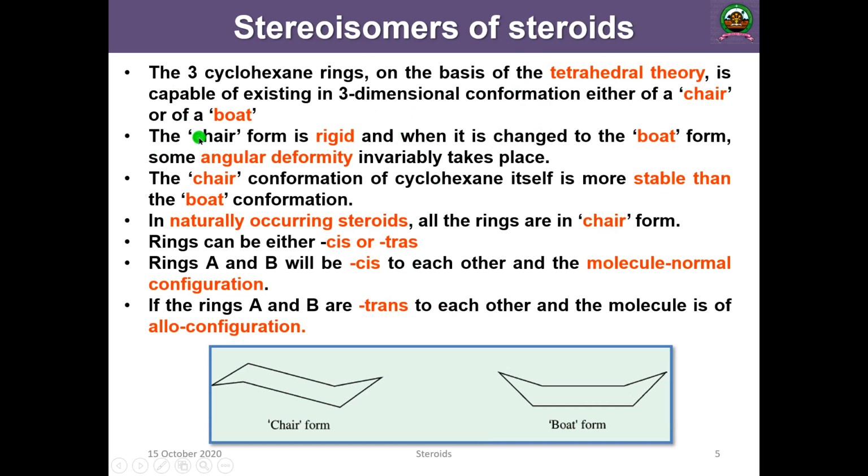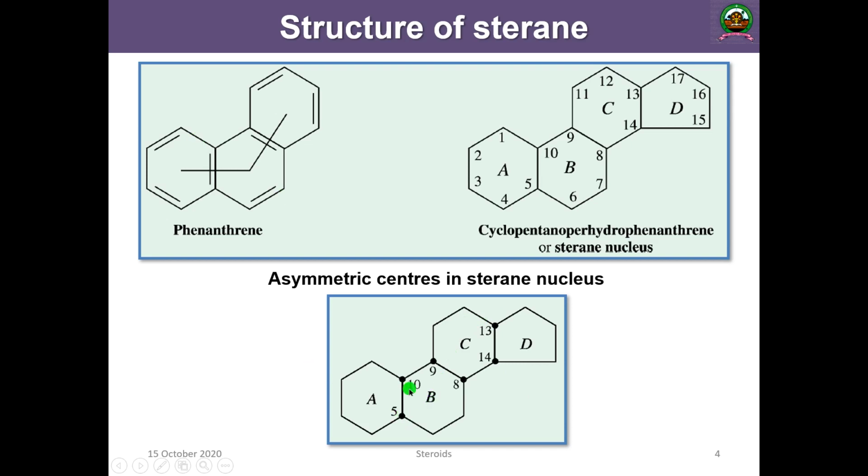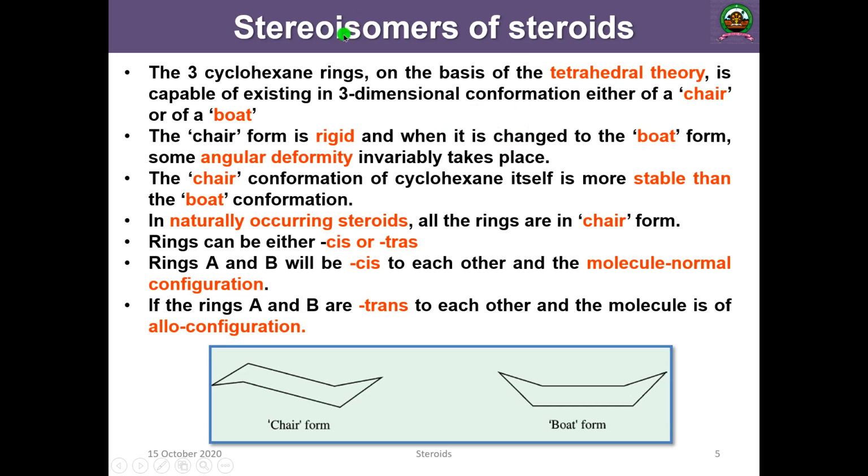How will the steroids exist, especially these 3 rings, this phenanthrene ring? They are able to exist as stereoisomers. These 3 cyclohexane rings, on the basis of the tetrahedral theory, are capable of existing in a 3-dimensional conformation, either of a chair or of a boat manner. The chair form is rigid, and when it is changed to boat form, some angular deformity and instability takes place.